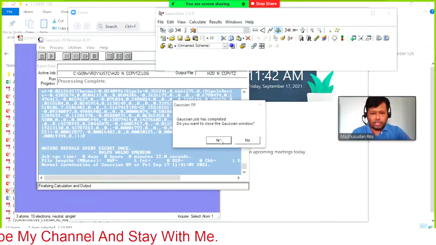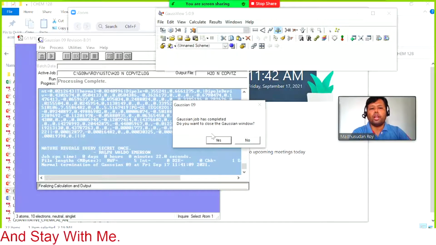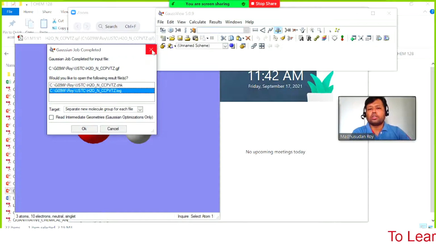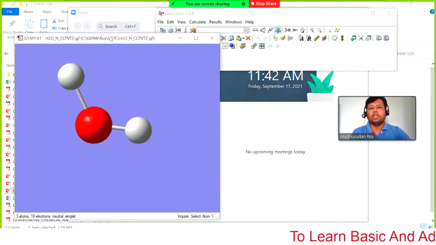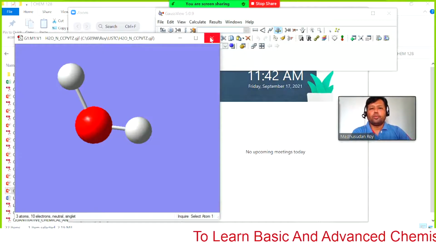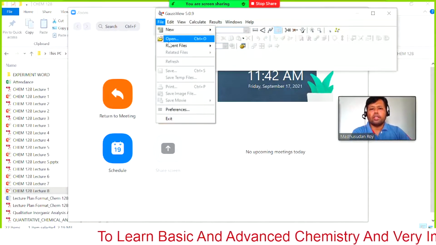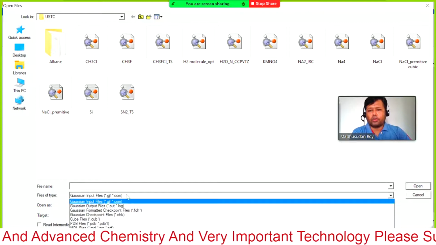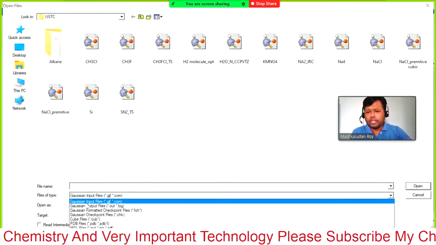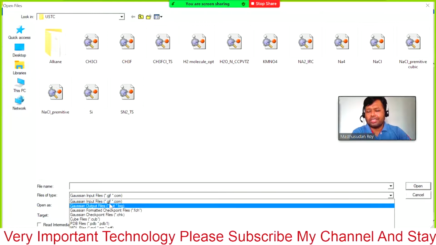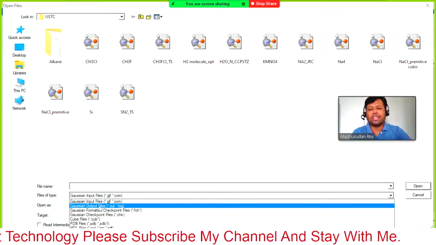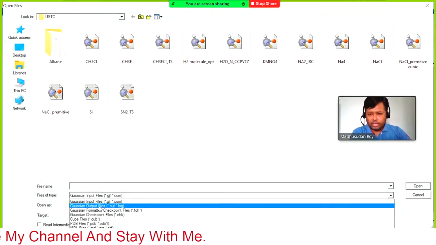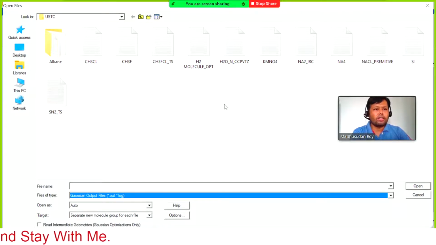So let's see, the Gaussian job has completed. Do you want to close the Gaussian window? Yes. Okay, so that has already finished, so I don't want to see anything from this. So this is our input structure. I will try to open our optimized file, that means the output file. Now we can choose here, this is the input file, this is .gjf, and this is our output file, that will be .out or .log. So I'm selecting here .out and .log.